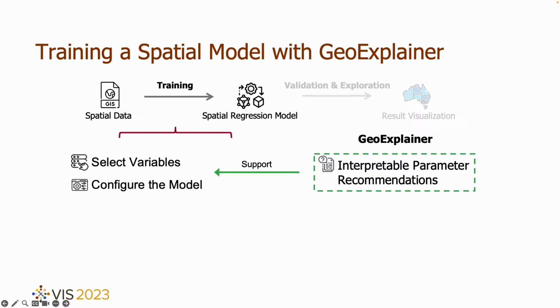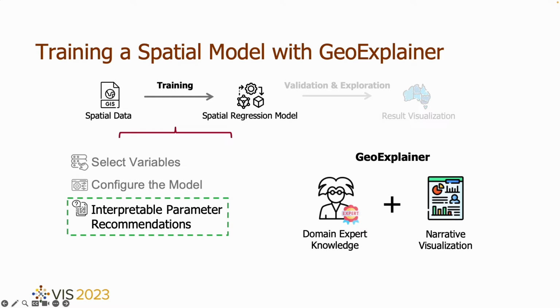GeoExplainer provides interpretable parameter recommendations to guide analysts to appropriate model configurations. By closely collaborating with domain experts and spatial model developers, we distill the most common functionalities for configuring a spatial regression model. We use narrative visualizations to support interpretable model parameter selection.